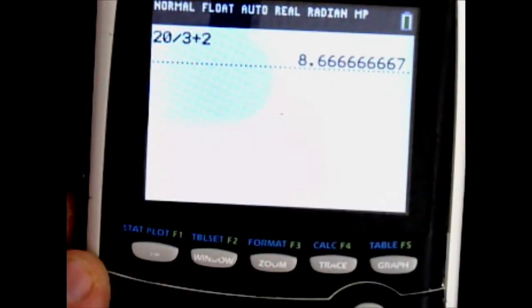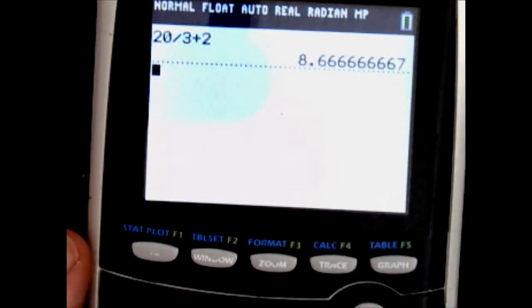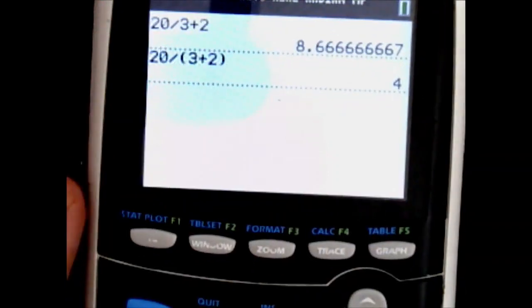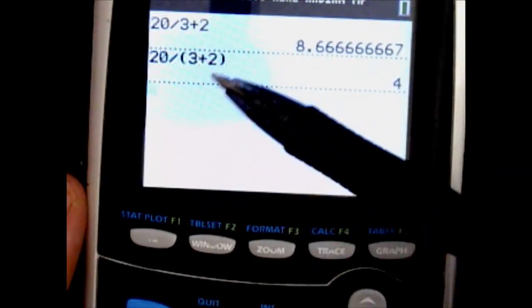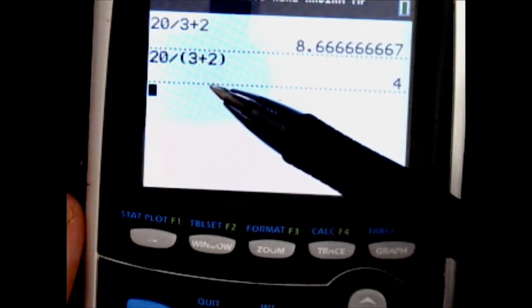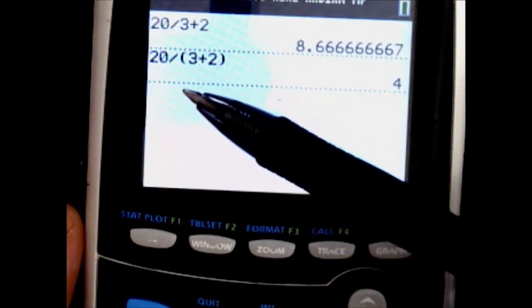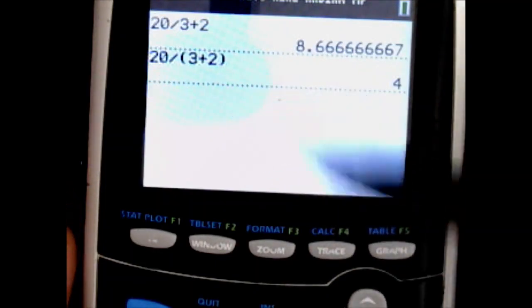The reason is your calculator does not know that you want the 2 in the denominator. So if you're going to do that fraction, you got to hit 20 divide parentheses 3 plus 2. Your calculator doesn't know what your denominator should be, so you have to put a parentheses around it if your denominator or your numerator have more than one term.